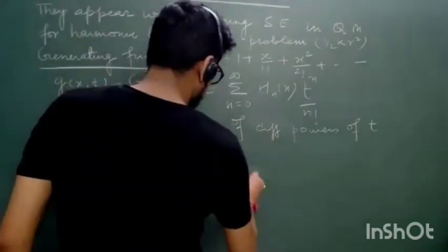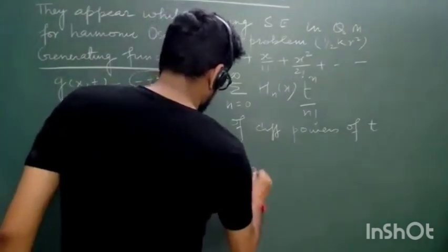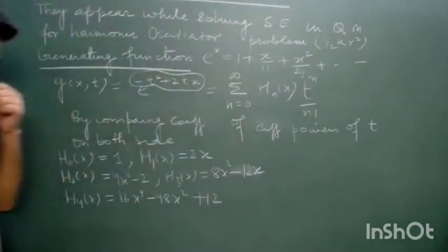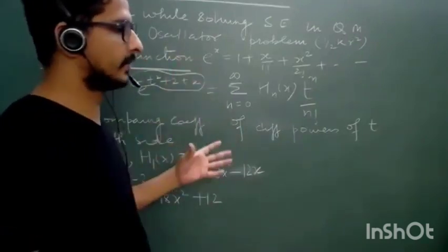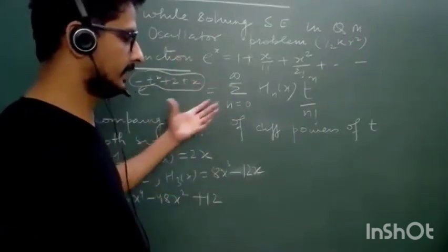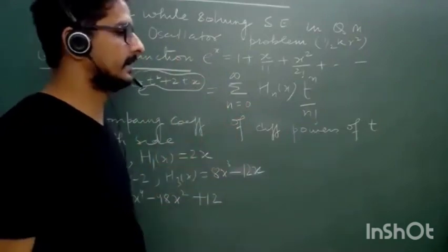8x cube minus 12x. Okay, so you all keep the soft copy to see any. If you want to see these things, you can see it from this.